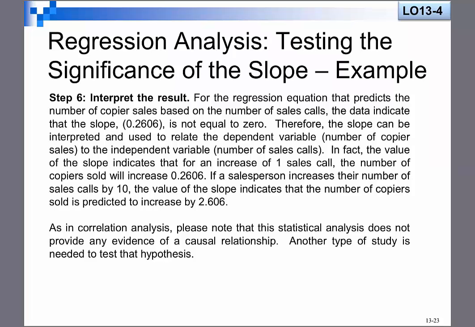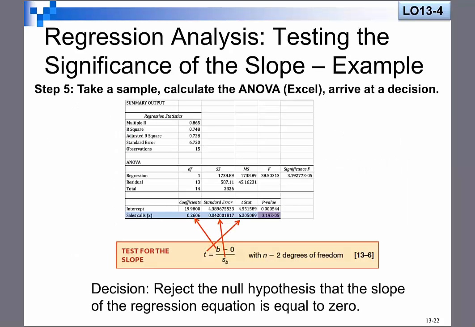Interpretation. For the regression equation that predicts the number of copier sales based on the number of sales calls. Look at this language. Copier sales based on the number of sales calls. So I'm selling something after I make some phone calls. The data indicate that the slope 0.26 is not equal to 0. Okay? Now I know that's obvious because 0.26 is a number which is not 0. But really, that's what we're testing.